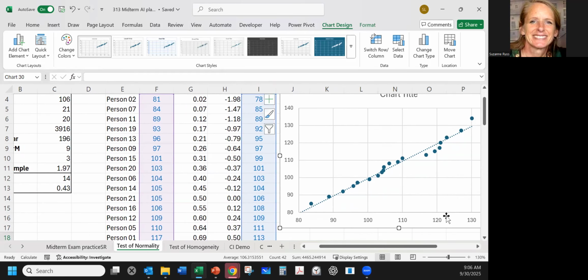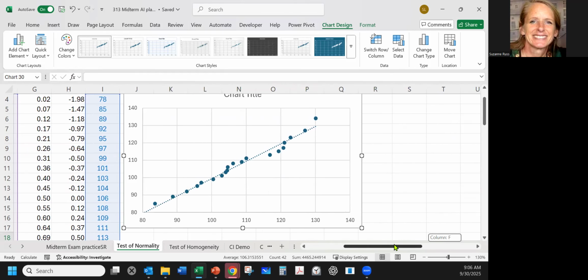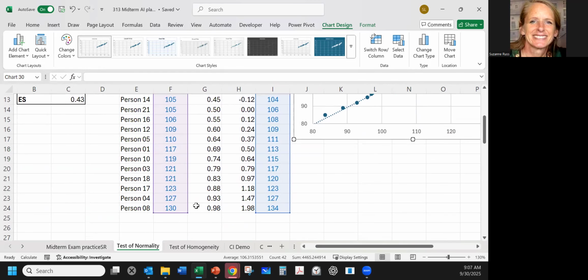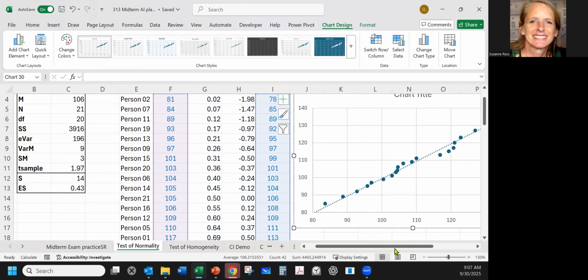If we go to the highest score, I don't think I cut anything off there, we can see that the predicted score would have been 134. We can see this on the y-axis. The actual score was 130, and that's consistent with what these data are showing, the 130 and the 134. So that's what's being predicted when we use a QQ plot.